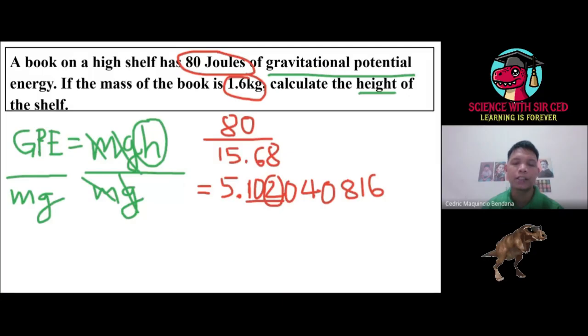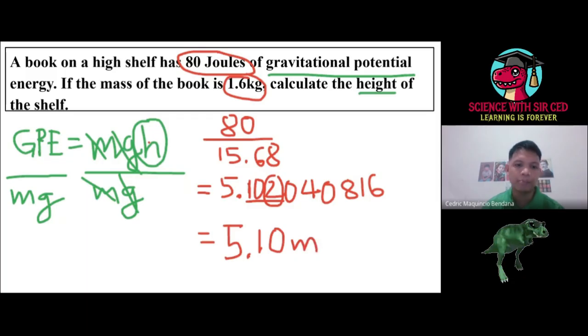If the third number is 4 or below, meaning the number on its left will be staying. If the number is 5 or above, the number on the left side of that third number will be adding 1. So maybe increasing by 1, round up. Okay, so in this situation, this is 0. So this is 4 or below. So we are going to have our final answer, 5.10. We are looking for height, so it is in meters. So this is our final answer.